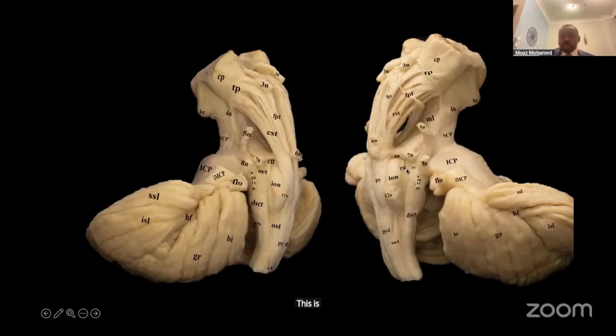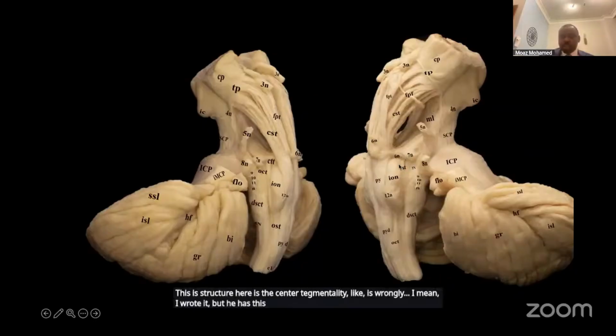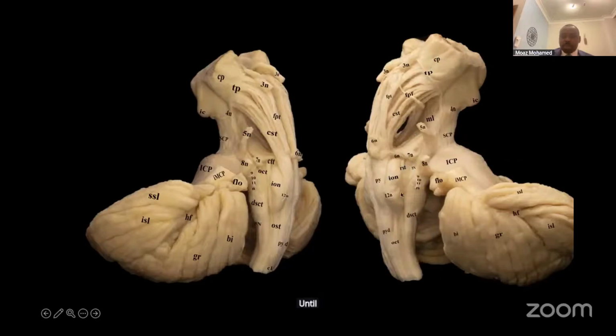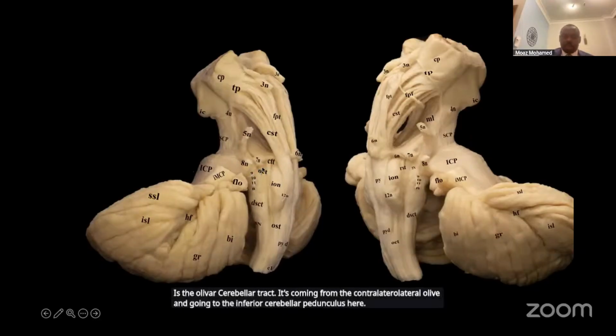This structure here is the central tegmental tract. I wrote it wrongly, but here is the central tegmental tract. So central tegmental tract comes from the red nucleus down until the inferior olivary nucleus. On the right side, I showed this fiber is not clearly obvious, but this fiber is the olivary cerebellar tract. It's coming from the contralateral olive and going to the inferior cerebellar peduncle. Here is the olivary cerebellar tract.